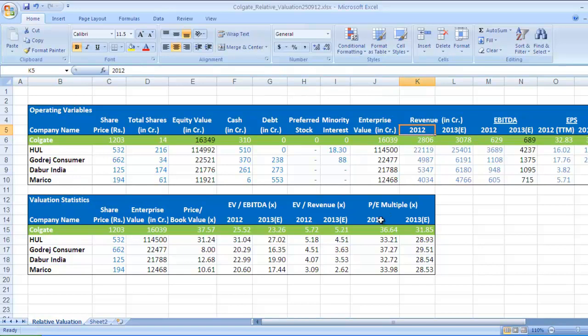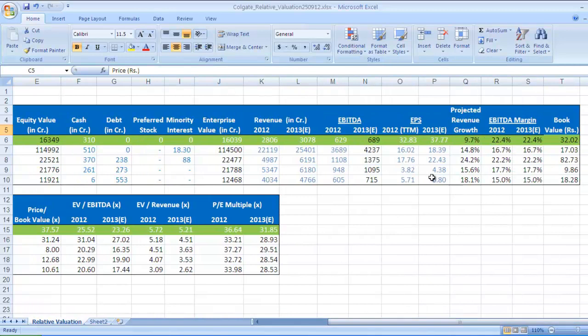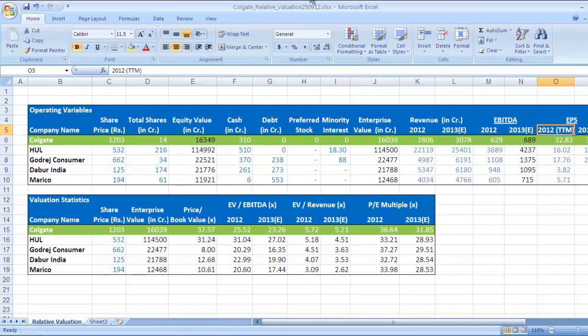Okay, and PE multiple, price divided by earnings per share. So earnings per share is this figure. So PE multiple is very important. The main important criterion in comparison of these companies is that the companies should be comparable, like they should be in the same industry, or they should be at the same level of the value chain, and either their sales or their size should be the same.